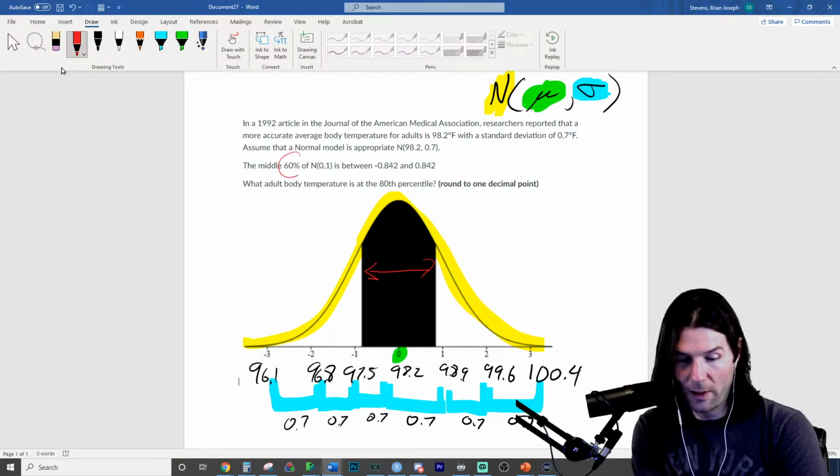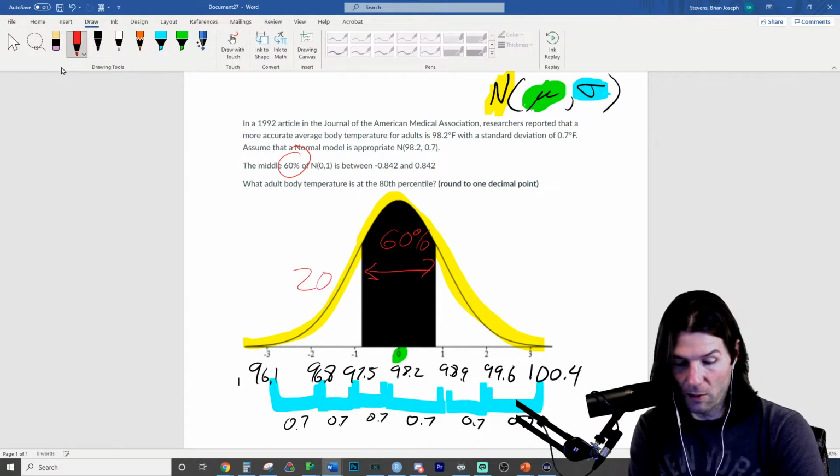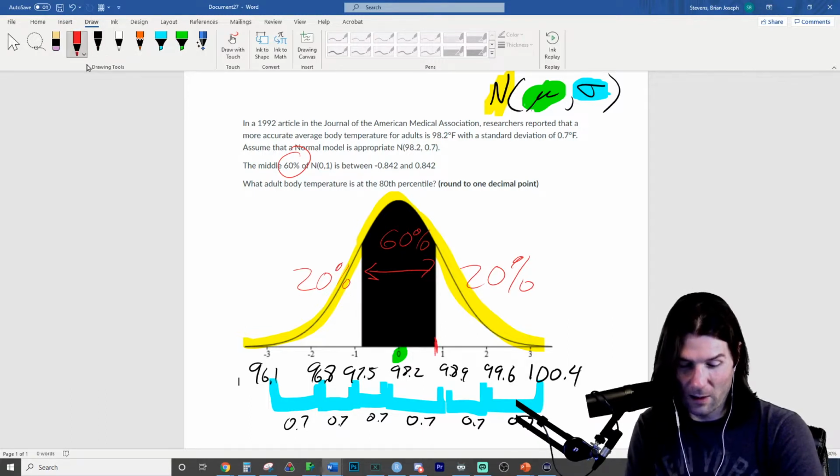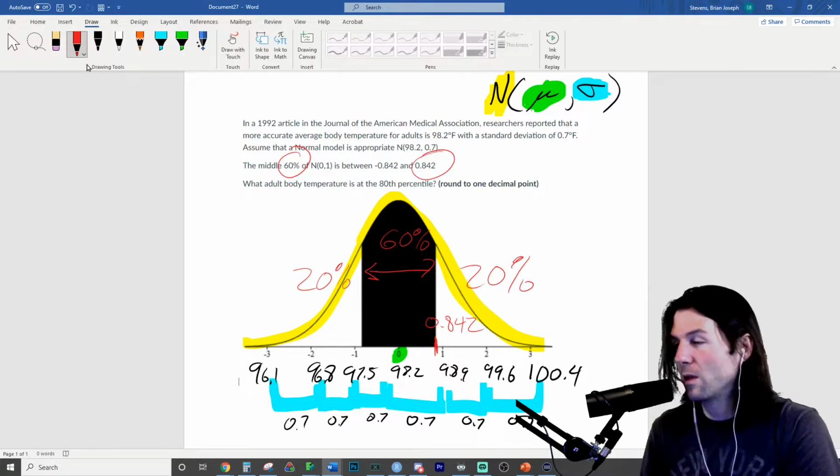This right here is the middle 60%. If this is the middle 60%, then this is the bottom 20% right here. And this is the top 20% right here. Does anyone know the answer? Because, ooh, this is a tough problem, actually. Because this z-score right here is 0.842, and I'm obtaining that from right here.